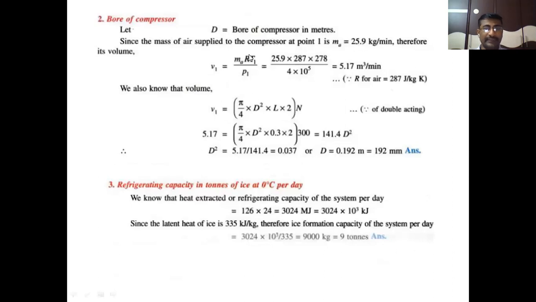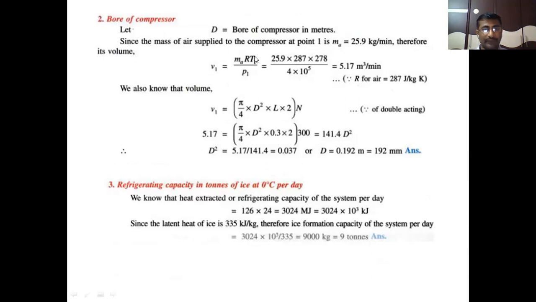Then the second part is the bore of the compressor, or the diameter of the compressor. How to calculate the bore of the compressor? If we know the volume before compression, or at the suction of the compressor, then we can calculate the bore. Let D be the bore of the compressor in meters. The mass of air supplied to the compressor at point 1 is 25.9 kg per minute. This is the mass of air circulated in the system or taken by the compressor.